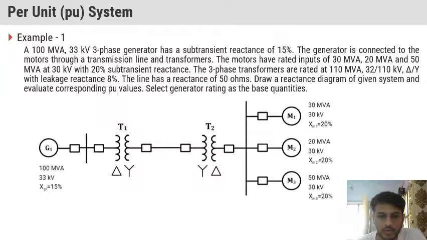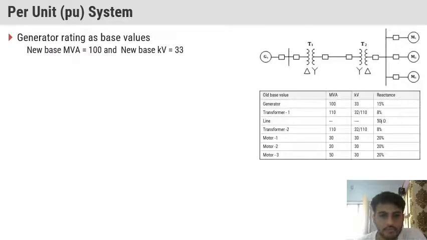So these all are the ratings. We have the generator MVA, kV and reactance, so we have power, voltage and impedance ratings. Now the first task is to select the base value.